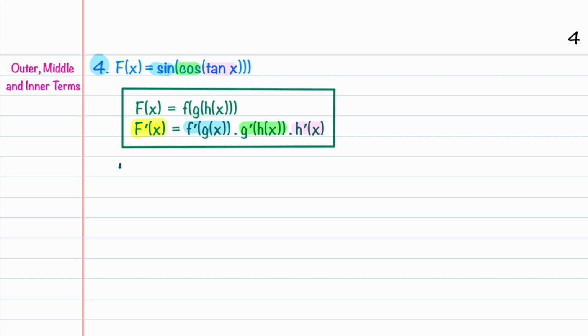Our derivative is going to be f prime of x. The derivative of the outside function is the derivative of sine, which is cosine. So we have cosine of tangent x.